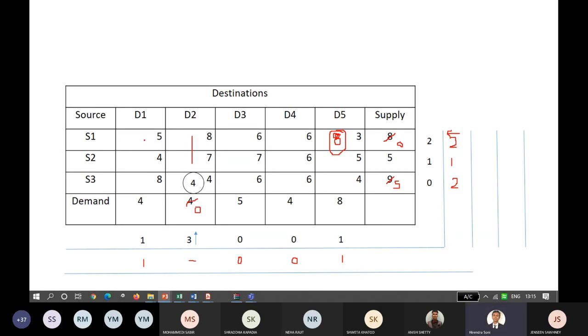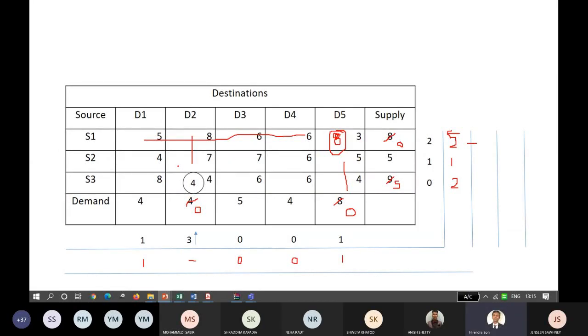No further allocation would be possible in any of these cells, and since this has also exhausted, no further allocation would be possible here. Correct? After this, what is the next thing? We'll calculate the penalties again. So this time we'll not be calculating penalty for this particular column, this particular row.